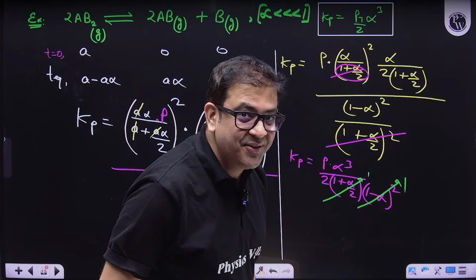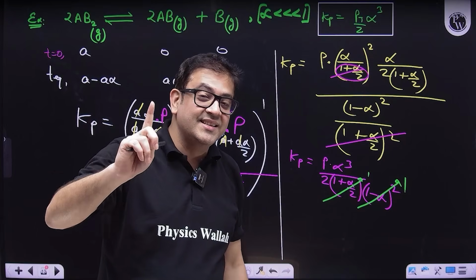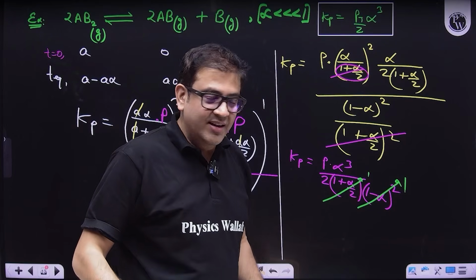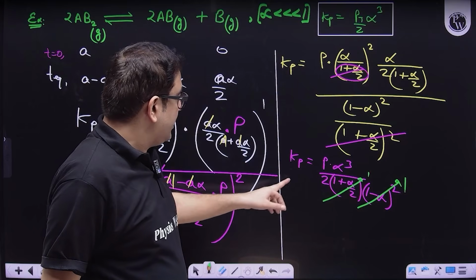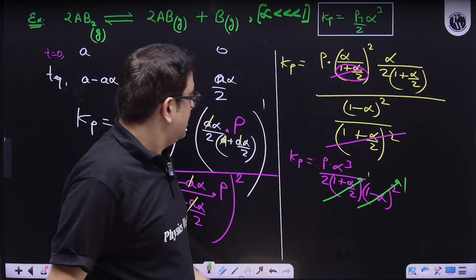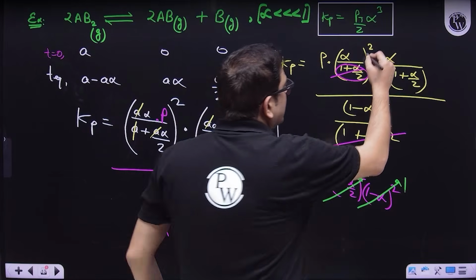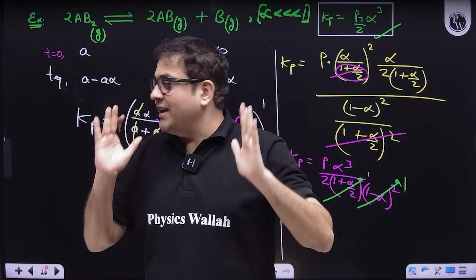I have done it for you, that saves the time consumption, but in such cases you should do it initially also. With practice it will come. So sir, it is gone. So what is left? So Kp is P by 2, this P I am taking as P total into alpha cube. Sir, we got it. So anyway you can derive it. Just you should know the basics.